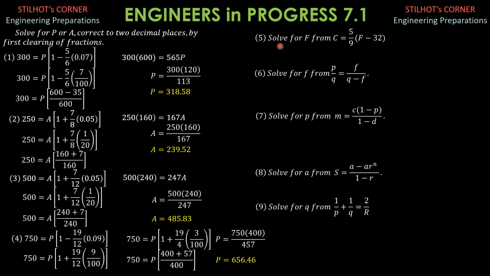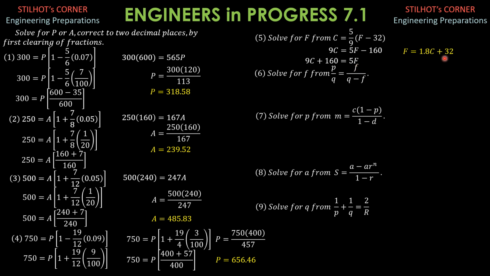For exercise 5, solve for F from C equals 5 over 9 quantity F minus 32. This is the relationship between centigrade and Fahrenheit scales. So cross multiply first and distribute 5 here. So 9C equals 5F minus 5 times 32, which is 160. So 5F equals 9C plus 160. Divide everything by 5. 9 over 5 is 1.8 and 160 over 5 is 32. So F is 1.8C plus 32.